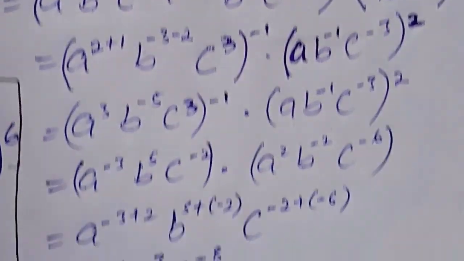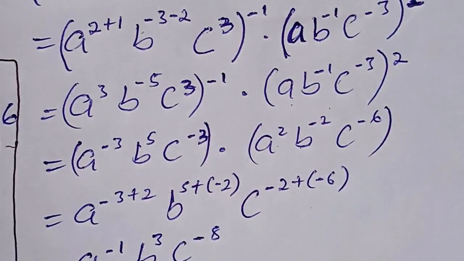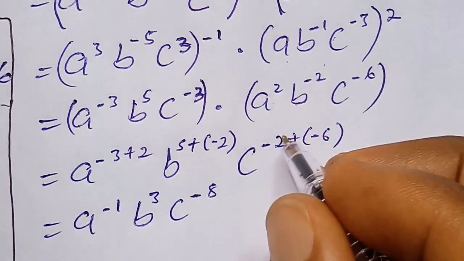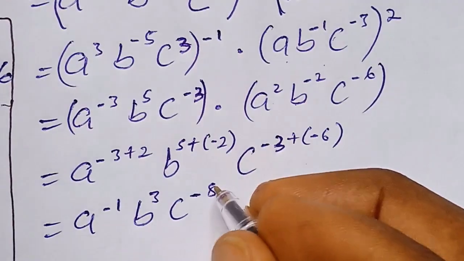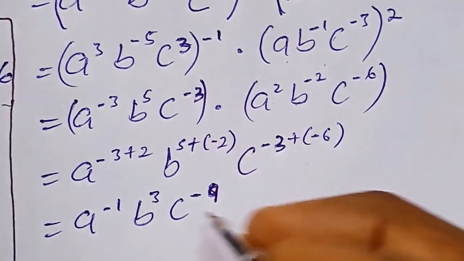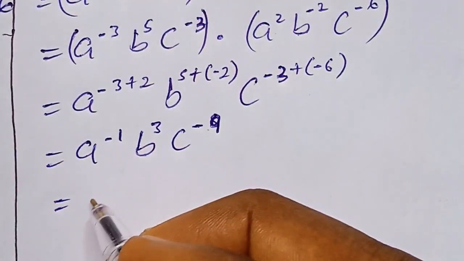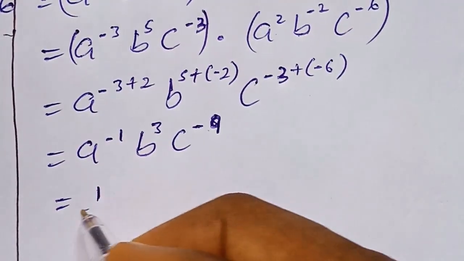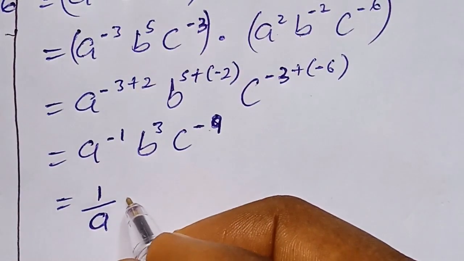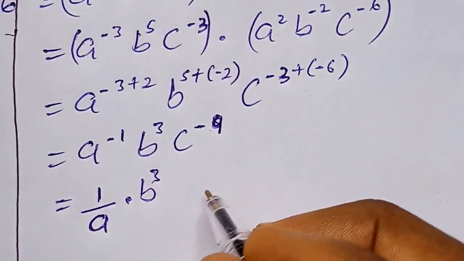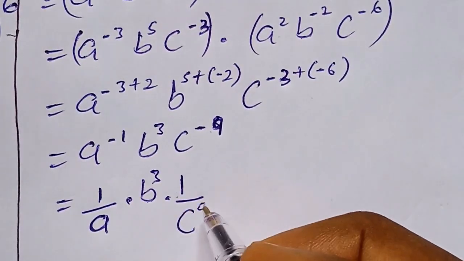Then we move down. Likewise, this is supposed to be minus 3, okay, such that over here we now have minus 3. So now when we combine this, we are supposed to arrive at minus 9. So here we now have the next step to be equal to 1 minus 1 over a multiplied by b raised to power 3, then 1 multiplied by 1 over c raised to power 9.